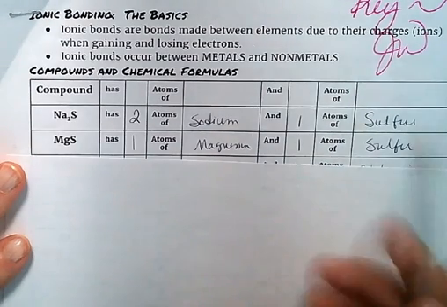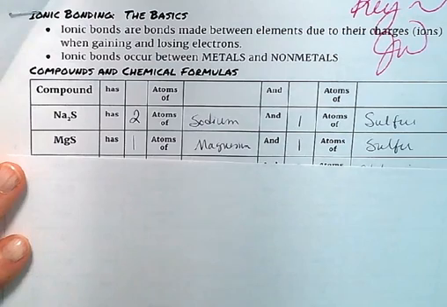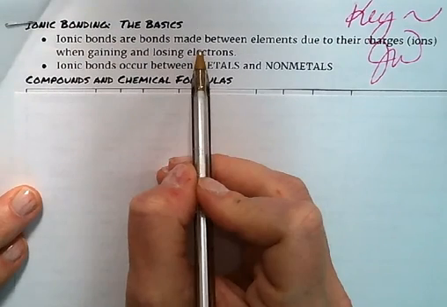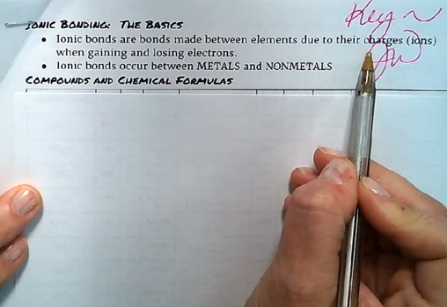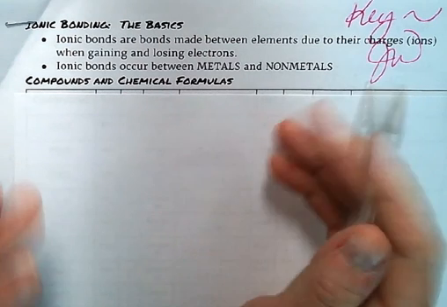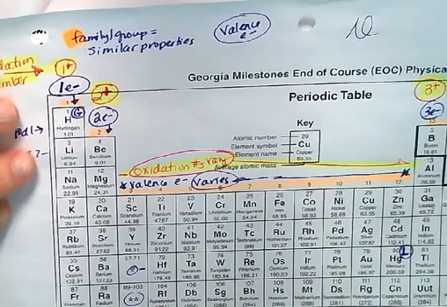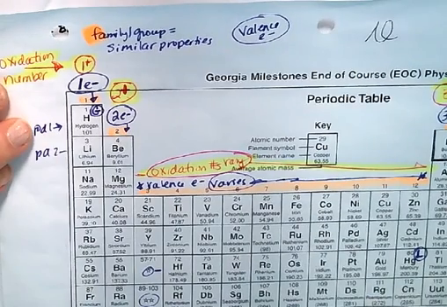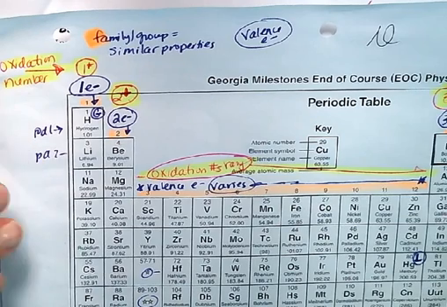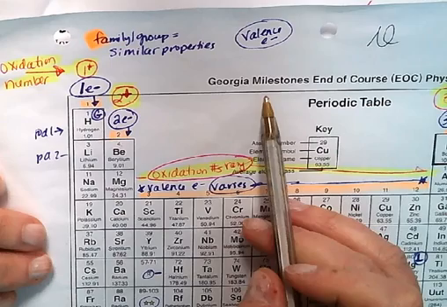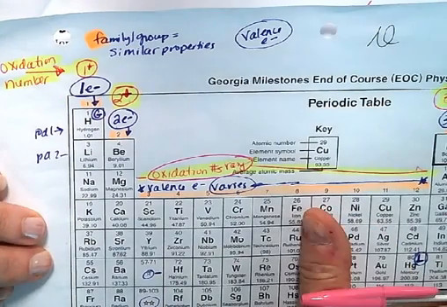So this is what we did in class together to start off with. We talked about what ionic bonds are. Remember, they're made between elements due to their charges, and we talked about ions on the periodic table. If you don't have your periodic table labeled, you need to get it labeled. We've labeled these in class. I know some of you have lost your copies, and I've given you extra and extra and extra. If you need to, go print one out.